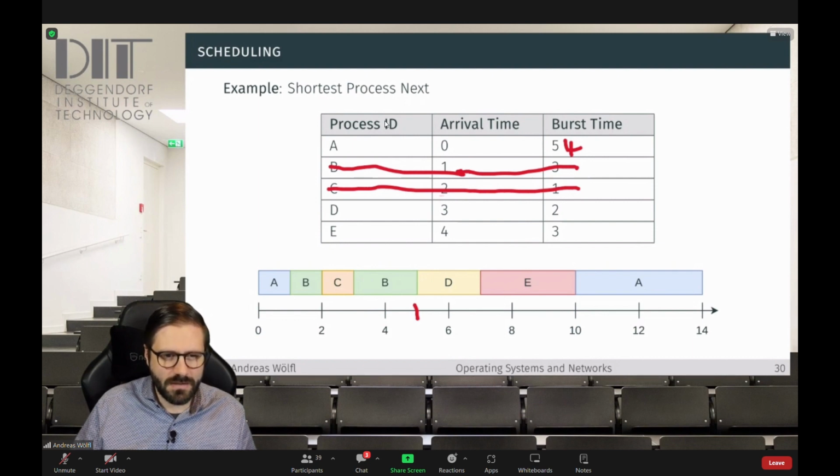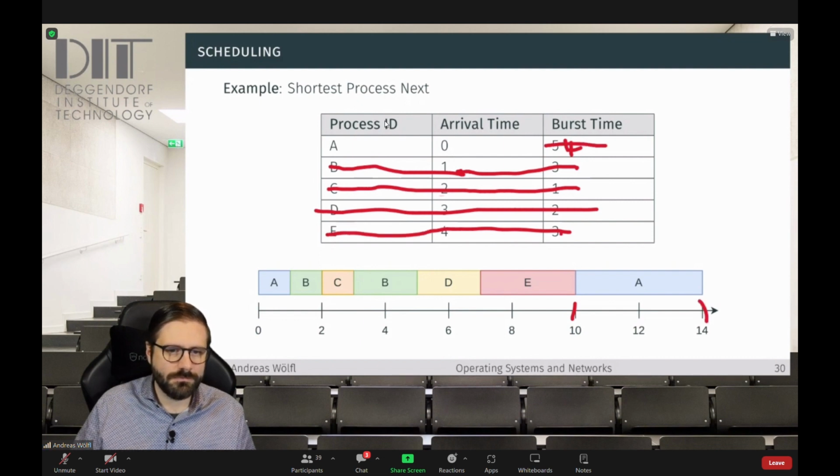So after B, according to shortest process next, we execute D. D runs for 2 time units, and we can cross out D. After D, well, we have E and A. E has 3 burst time, A has 4. So we execute E from 7 to 10. And this is out of the list. And then finally, we finish A.